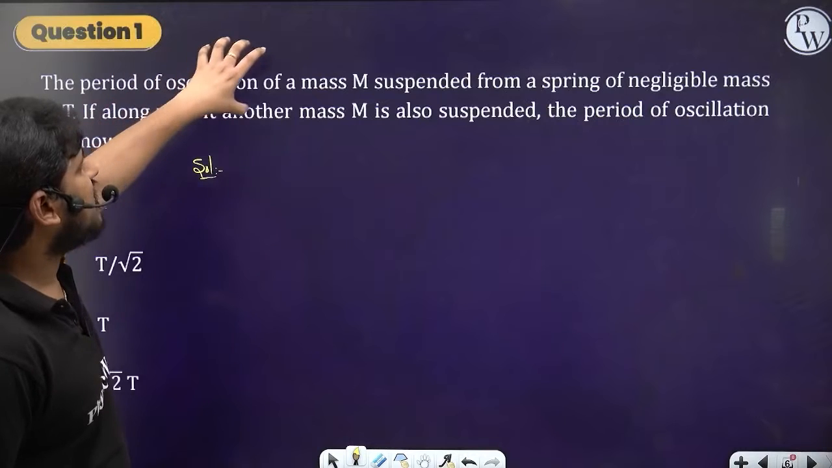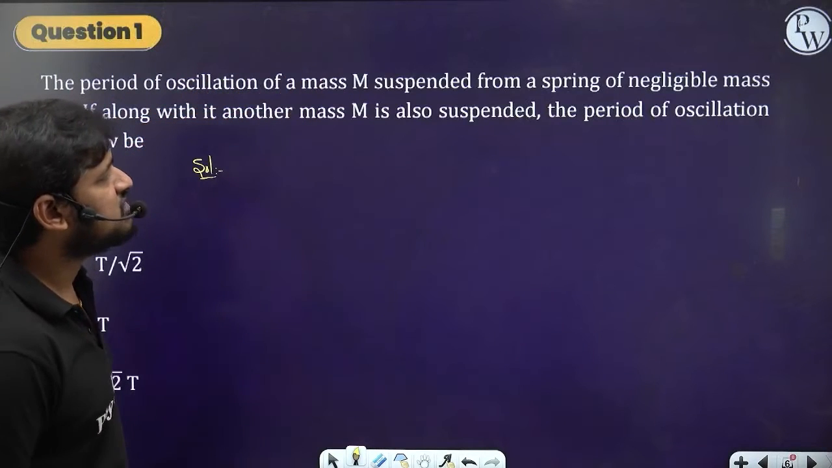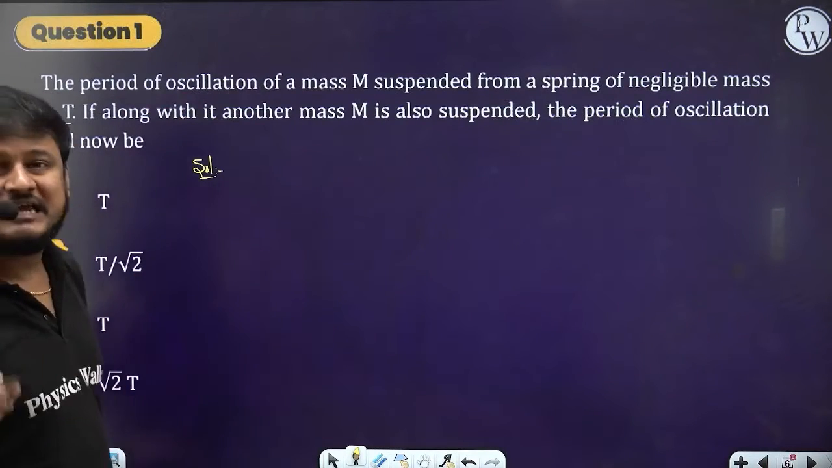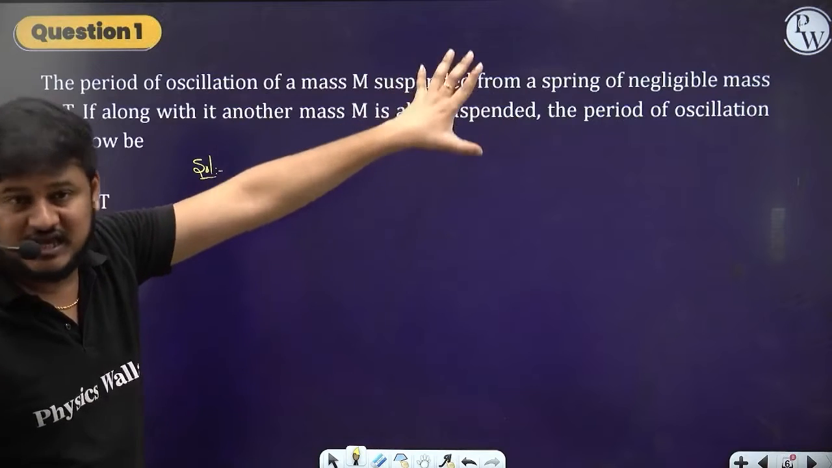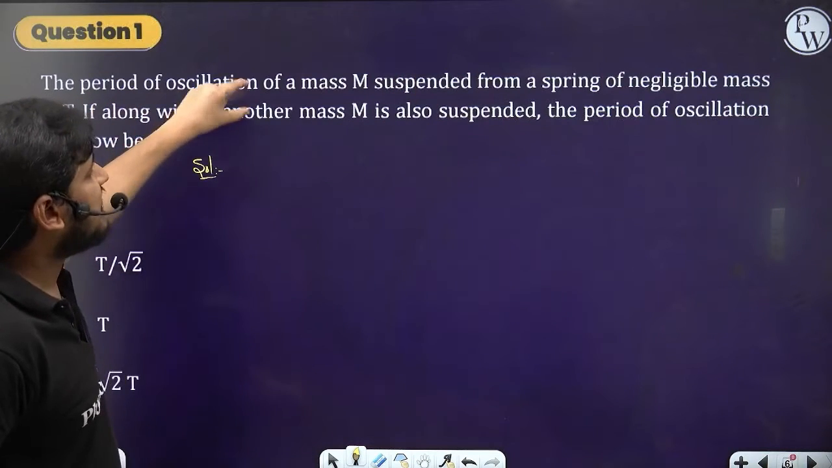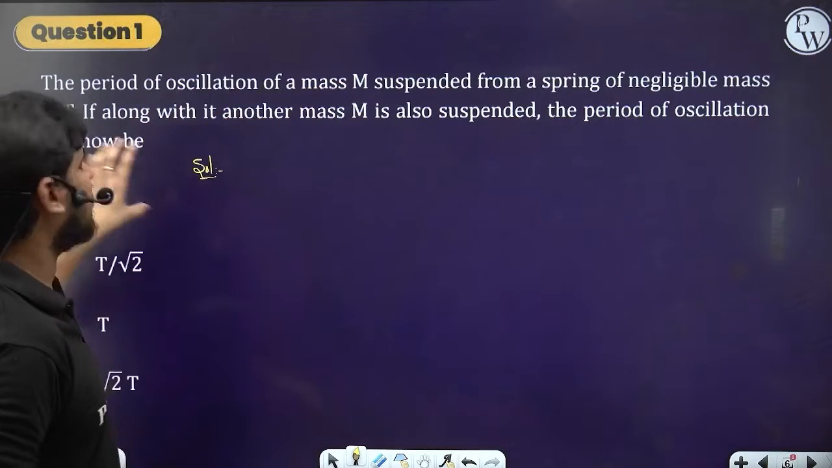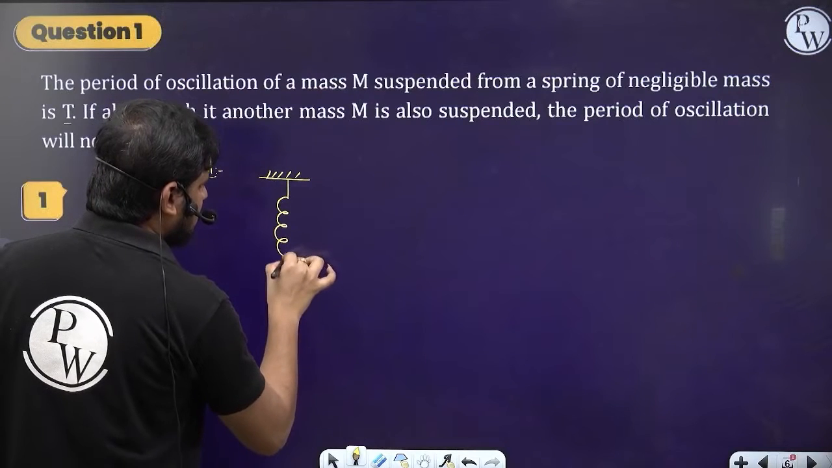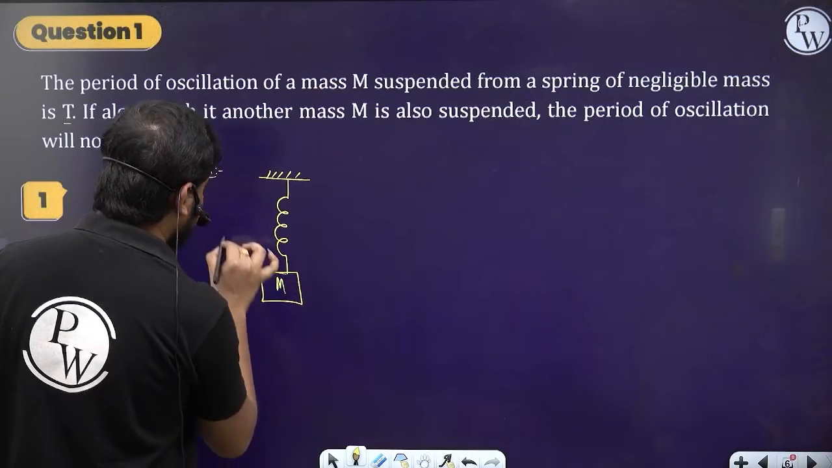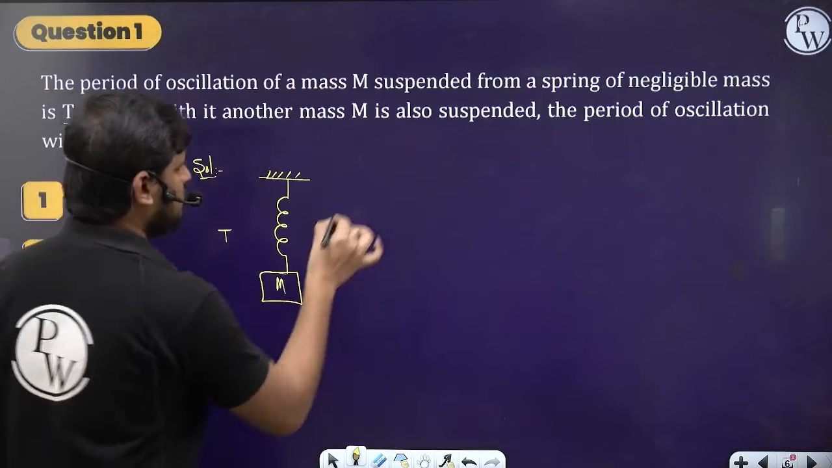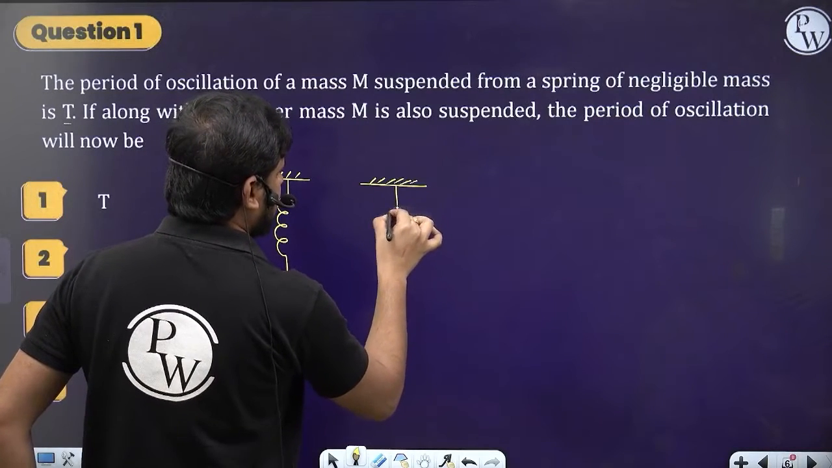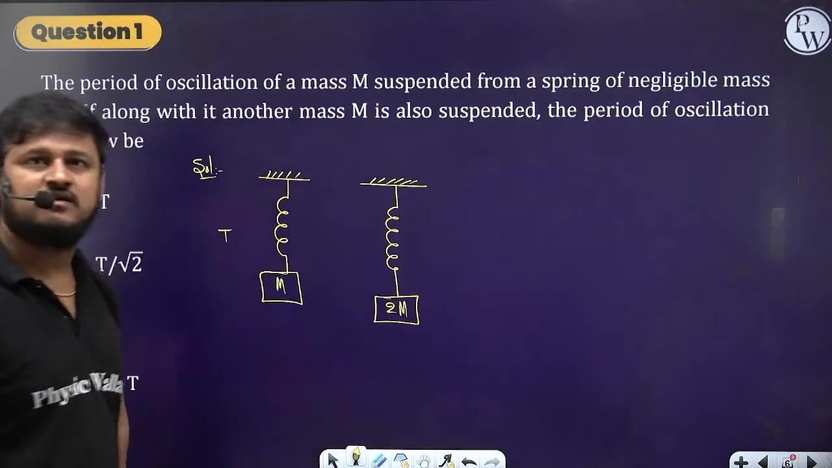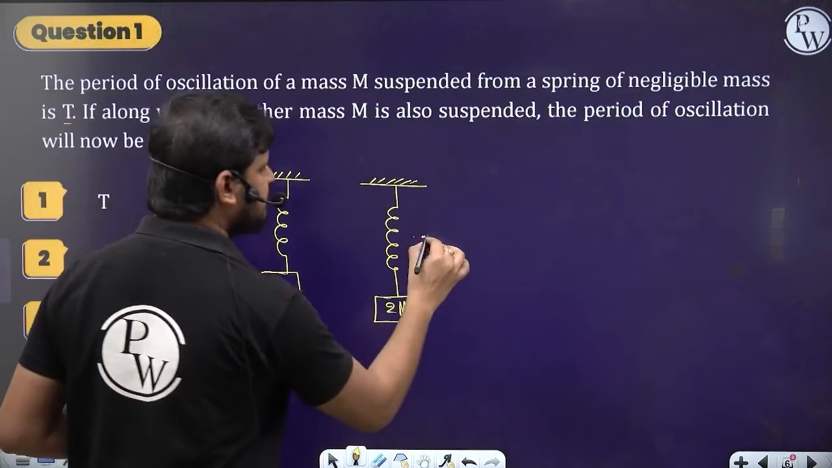The time period of oscillation of a mass m suspended from a spring of negligible mass, the spring has no mass, is T. So when the mass m is attached, the time period of that spring mass system is T. So if along with it another mass 2m is also suspended, what is the time period of the oscillation now? So in the first case the mass m is attached, so the time period is T. Now another mass 2m is attached. So now what is the time period, T dash?